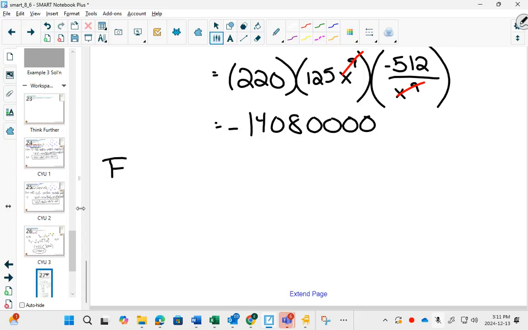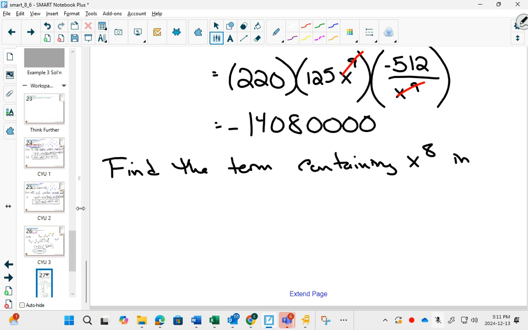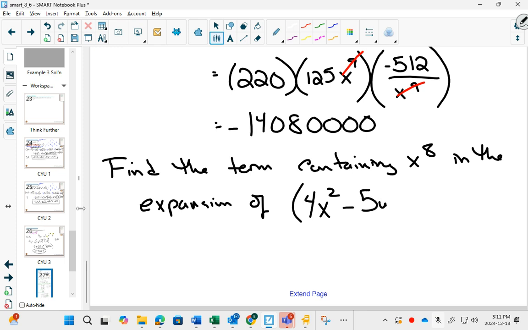Sometimes it's easier. Here's another example. Find the term containing x to the 8 in the expansion of 4x squared minus 5y to the 31. It seems like it should be hard because I picked a 31. Again, you have to find k first, but I made this one really easy. I'll show you why in a second.